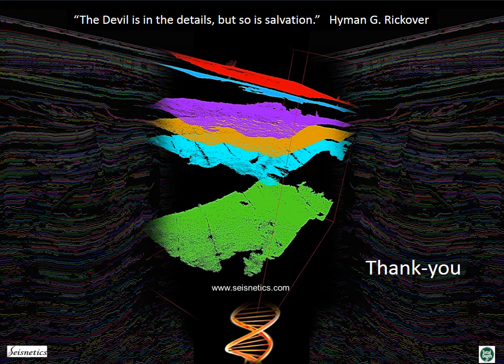The final quote: "The devil is in the details," which you've heard before, but so is salvation. Here are some images from the Glencoe dataset without the seismic. We can see intrusives, we can see injectites, we can see progrades, we can see areas where we have a lack of geopopulations. These all encourage us to ask questions, or metaphorically slap us in the face, saying what's going on here. Thank you.